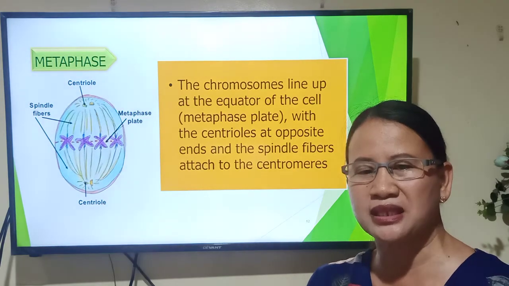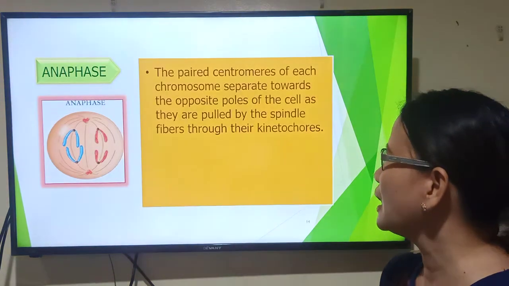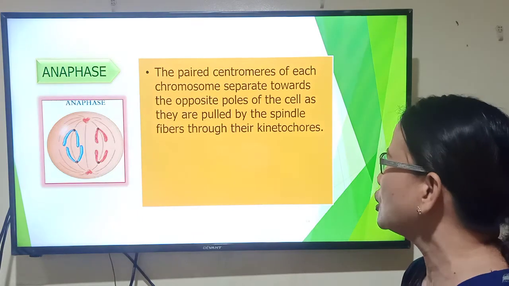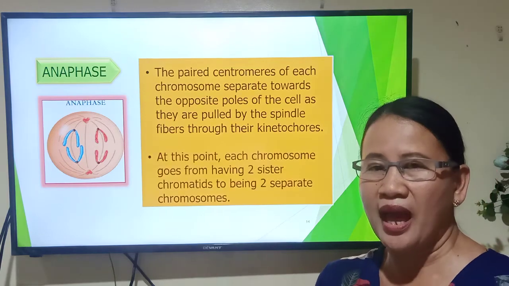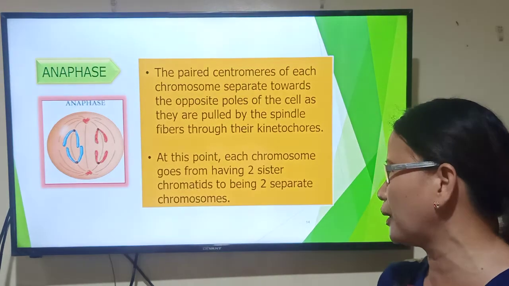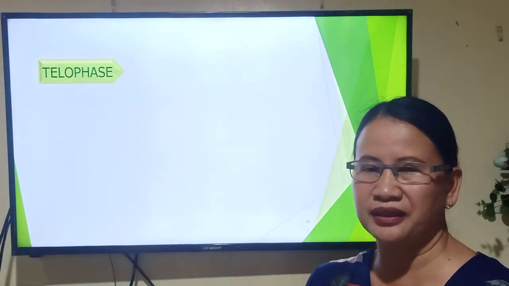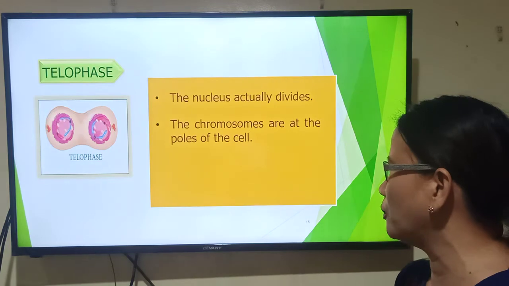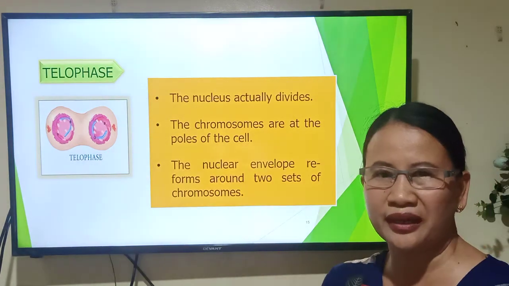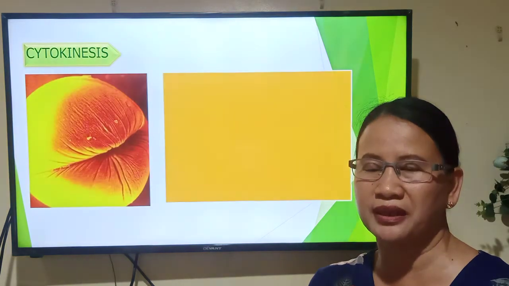And next to that phase is the anaphase. In anaphase, the paired centromeres of each chromosome separate towards the opposite poles of the cell as they are pulled by the spindle fibers through their kinetochores. And at this point, each chromosome goes from having two sister chromatids to being two separate chromosomes. And next, we have the telophase. In telophase, the nucleus actually divides. The chromosomes are at the poles of the cell, and the nuclear envelope reforms around the two sets of chromosomes. And what follows immediately after this is the cytokinesis, or the division of the cytoplasm.